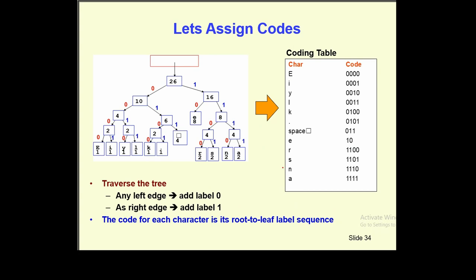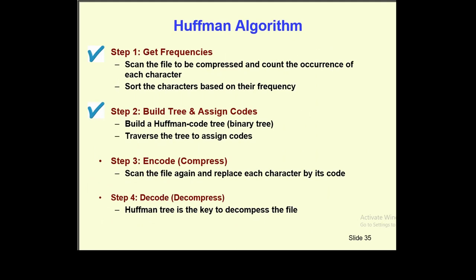Now let's assign the code to each character. These are the characters and these are the assigned codes: E will be 4 times 0, I will be 0001. What we have to do is just start from the root node and read the labels. Like for K, it will be 0100. So we have prepared a coding table for each character from the Huffman tree. Now the first two steps have been completed. In step number 3 is the encoding process, and step number 4 is the decoding or decompression process.